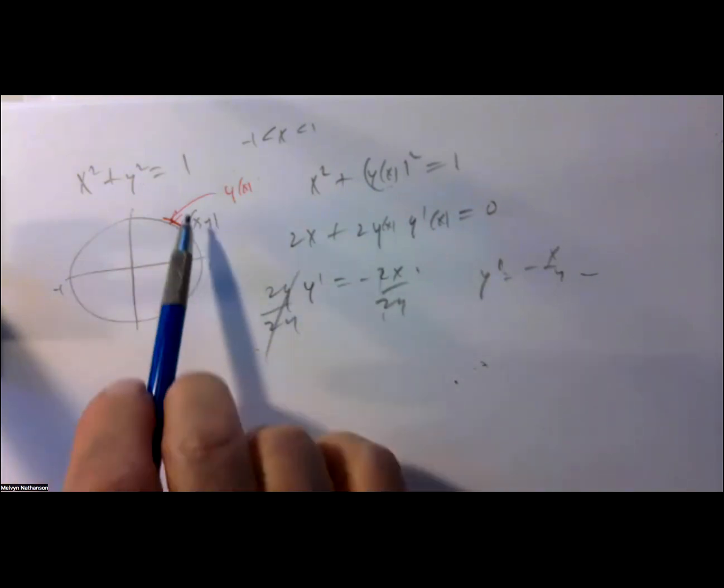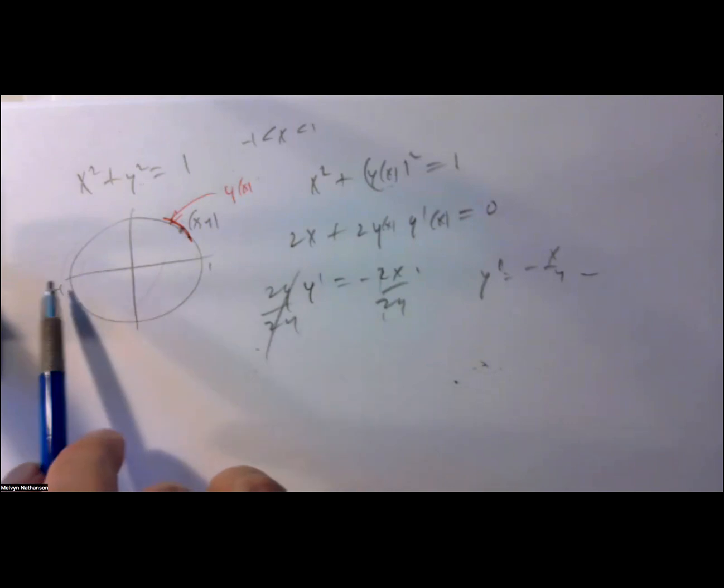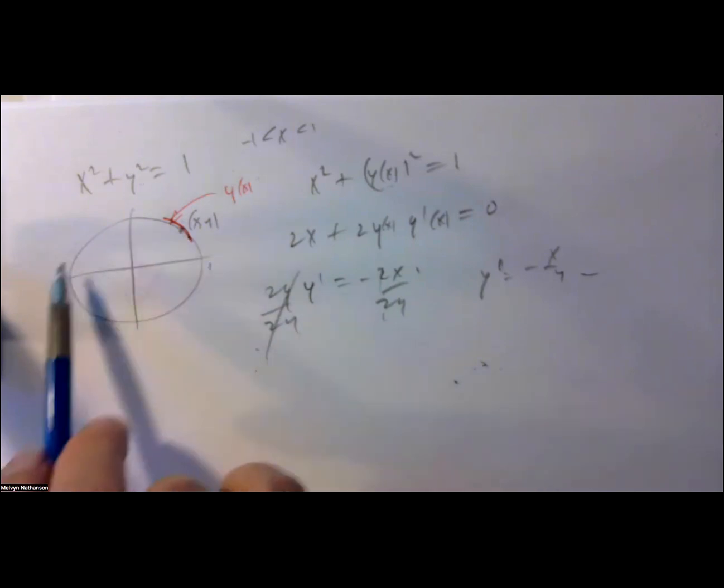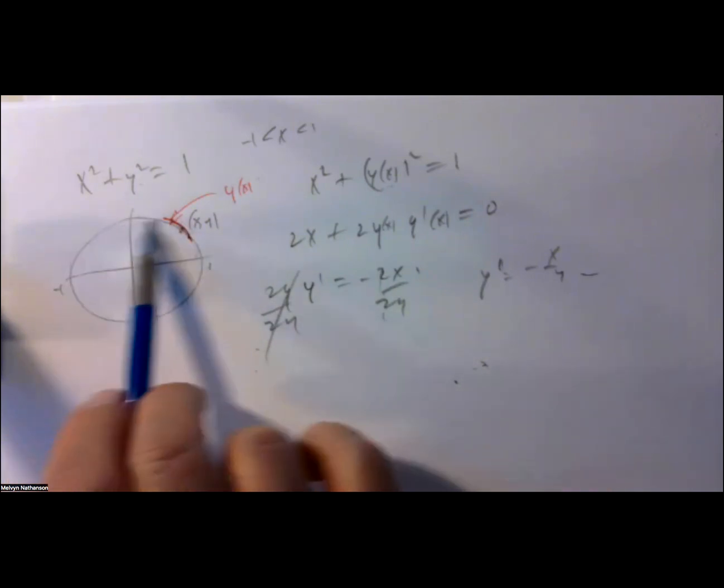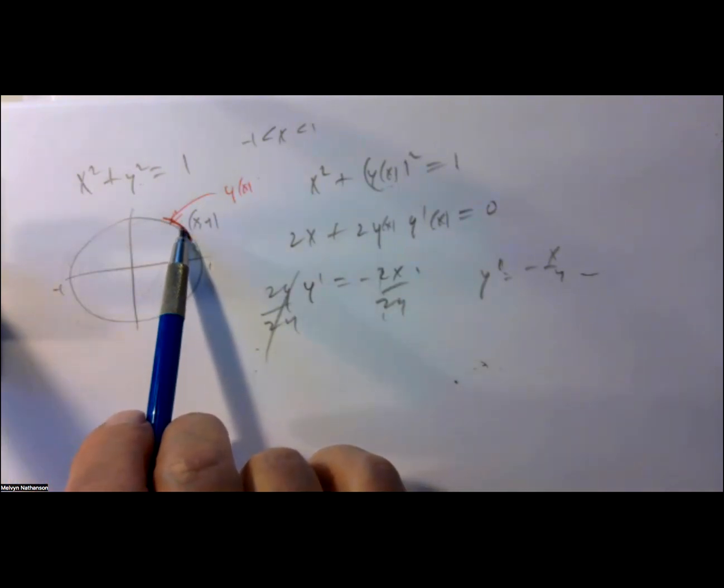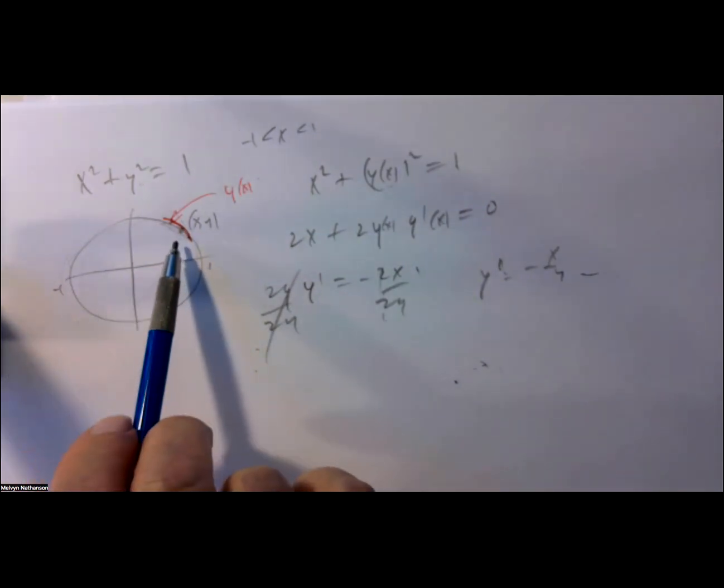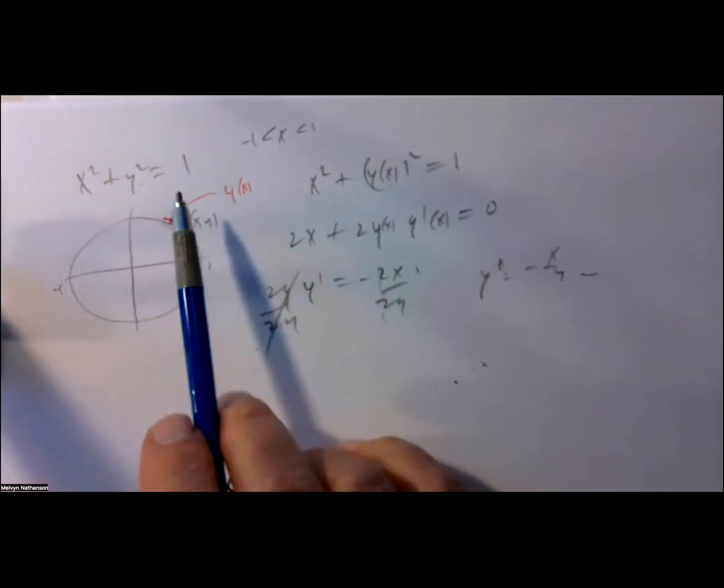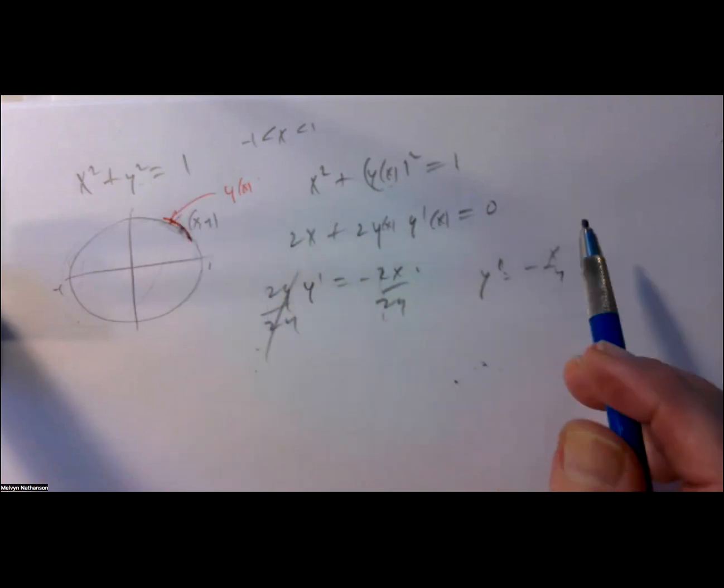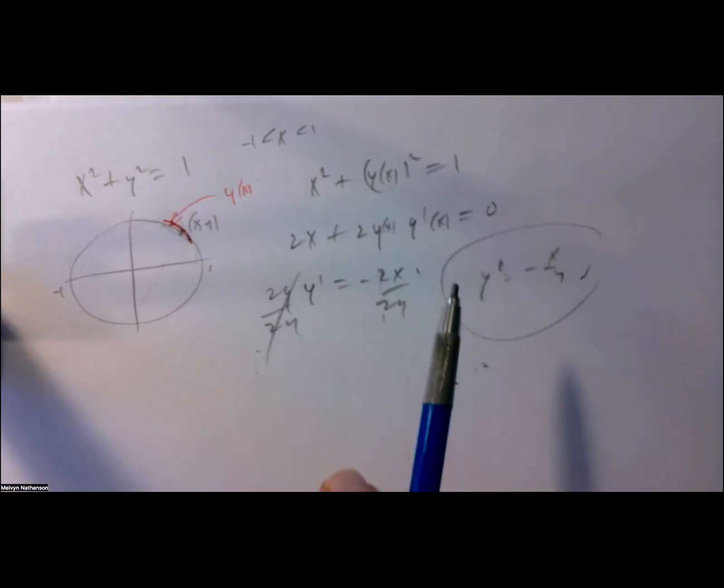So at any point on this circle, except at the endpoints, minus 1 and 1, but at any point on the top and bottom of the circle, the curve is defined implicitly by a function of y. There's some function of y for which this is the graph of the function. And differentiating by this trick, if you like, even though I might not know what y is, I found the derivative of y.